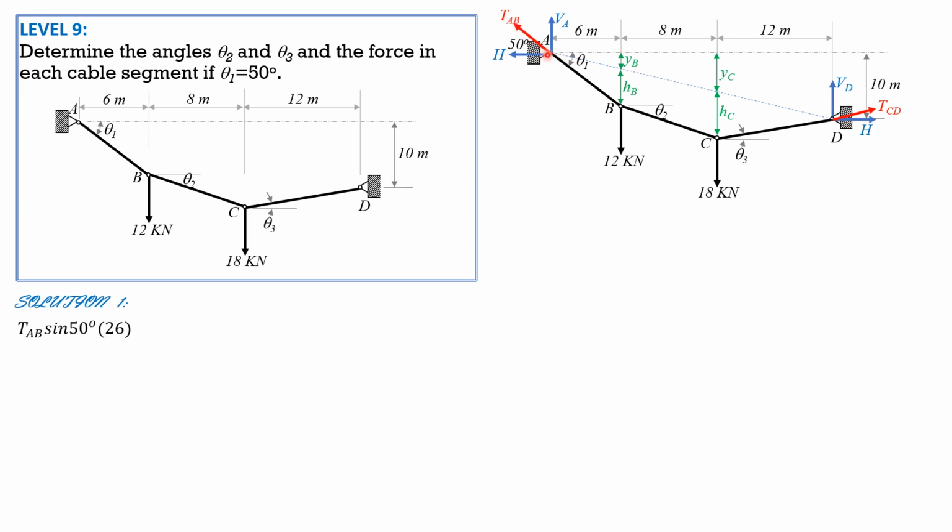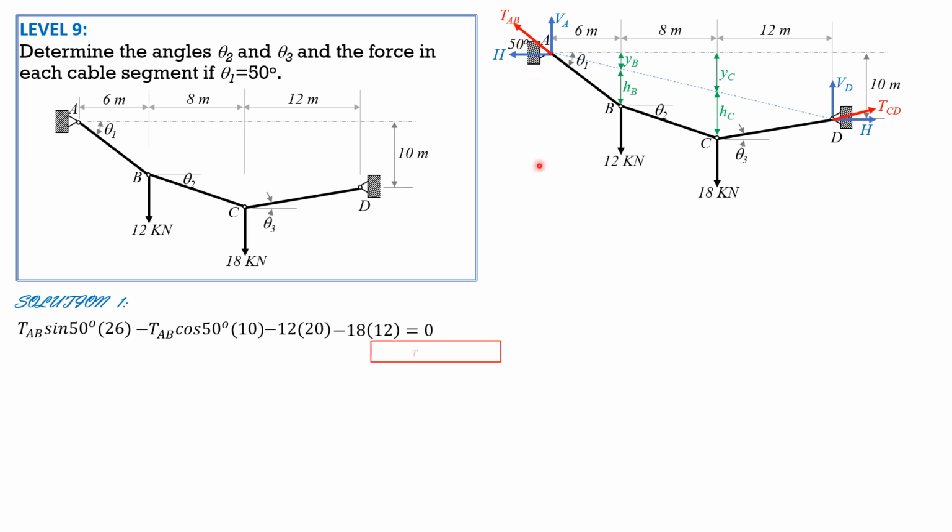The vertical component is T sub AB sine 50 degrees, because theta 1 is given, times 26, minus H, which is T sub AB cosine of 50 degrees, times 10. So that's the horizontal component. Then minus 12 times 20 minus 18 times 12 equals 0. So from here, we can solve for the tension in AB, which is also expected to be the maximum tension in the cable.